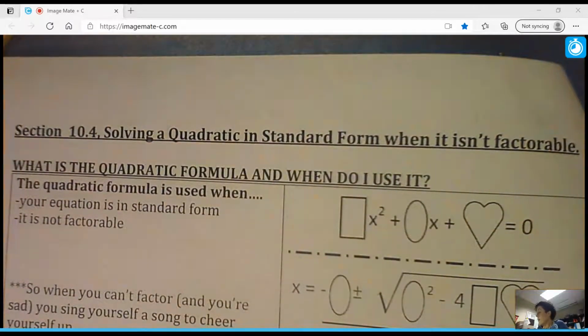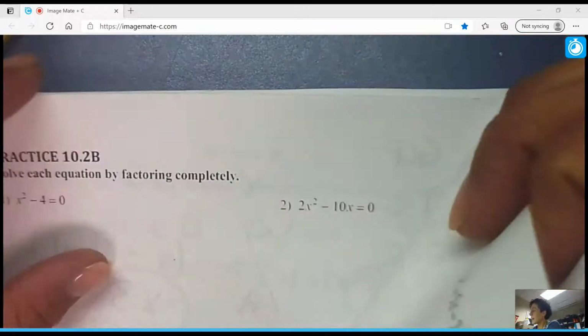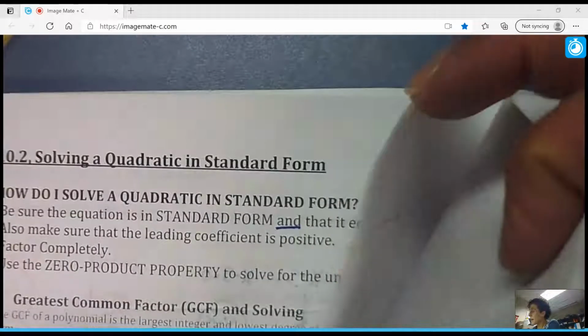All right, in our next video, I am now on page 42, and what we're going to talk about is what if our problem's in standard form, but it's not factorable. While you're on page 42, I'm just going to jump back to a previous page and remind you of some things that we've talked about.